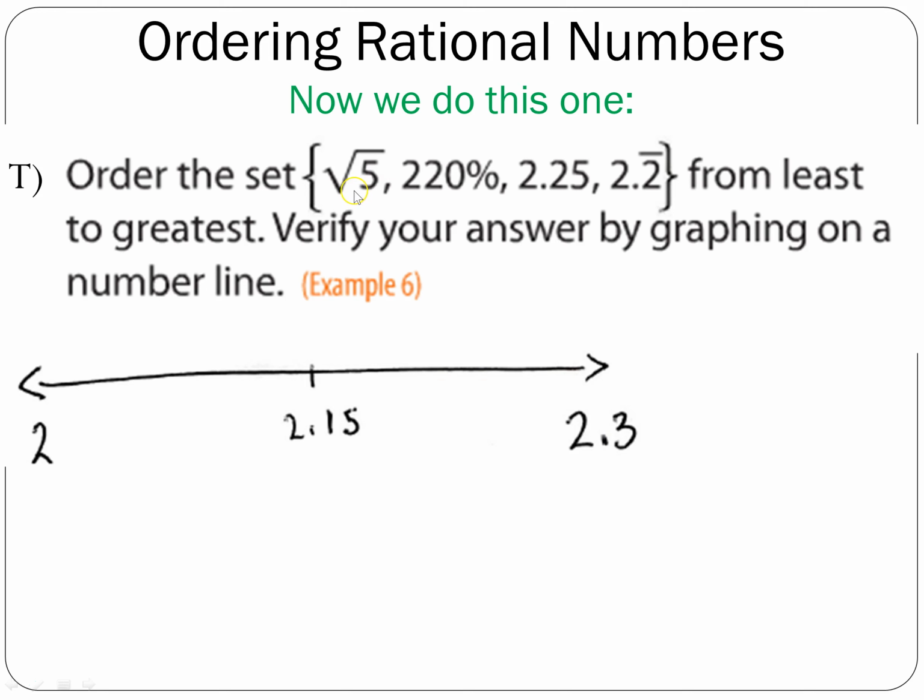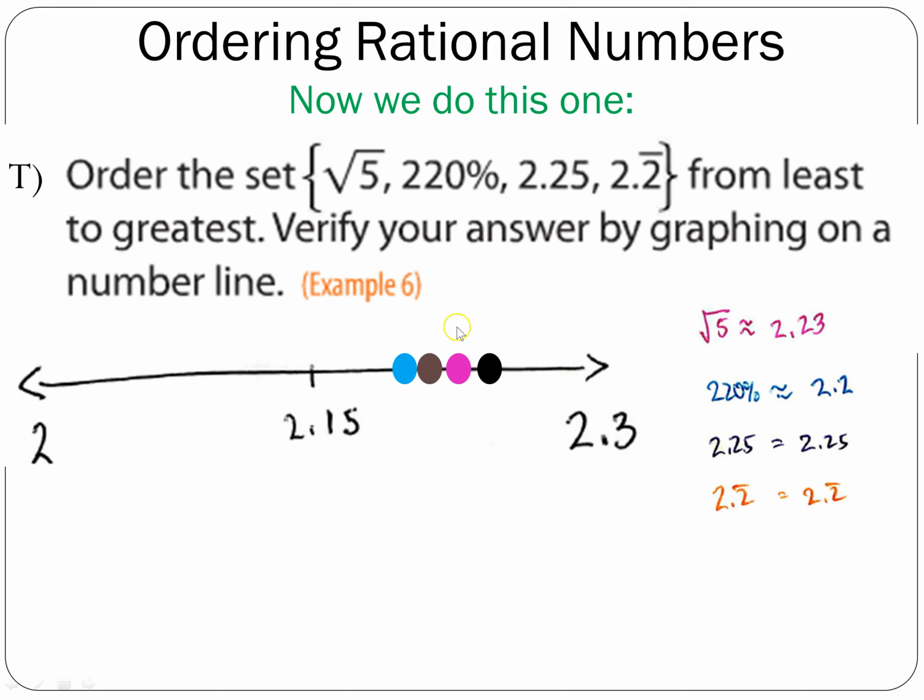Again, we're ordering these rational numbers. The square root of 5 is going to be about 2.23. Yeah, I used a calculator. It's okay. You can too. 220% is 2.2. So that dot goes here. 2.25 is already a decimal. It is definitely slightly larger than the square root of 5. So that's why the black dot is where it is. And 2.2 repeating is in between a little bit more than 220% and a little bit less than 2.23. So I fit that dot in there. Awesome. Ladies and gentlemen, we've ordered rational numbers.